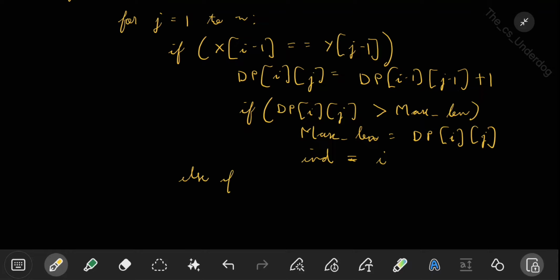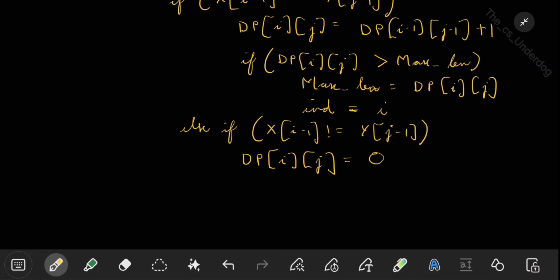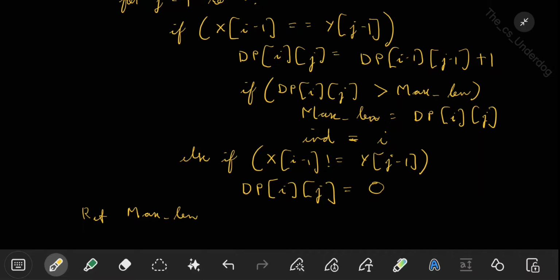Because substrings have to be contiguous. If these letters are not equal, that means the length of substring possible here is 0. That is, common substring possible here is 0. Once you complete this algorithm, what should you finally return? Finally, you should return whatever is the max length. So here, return whatever is your max length. This will tell you the length of longest common substring.